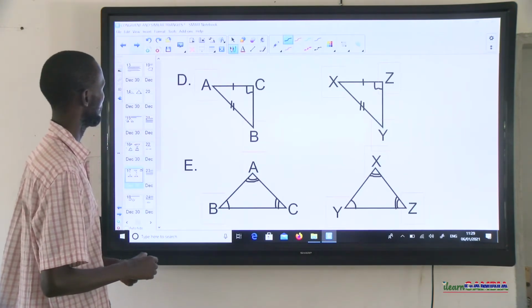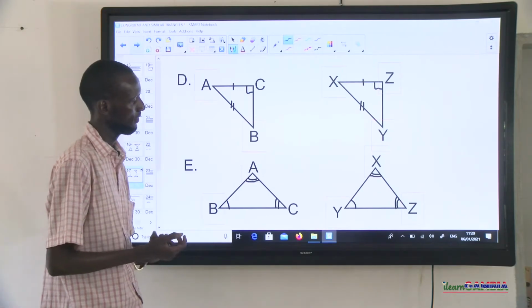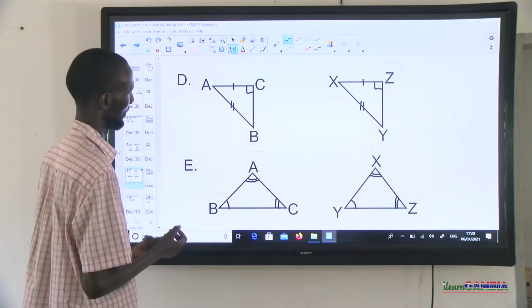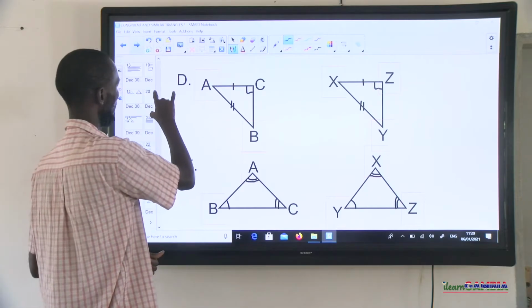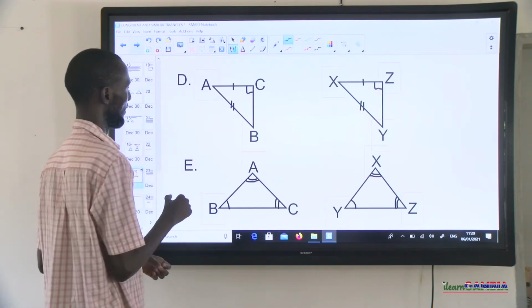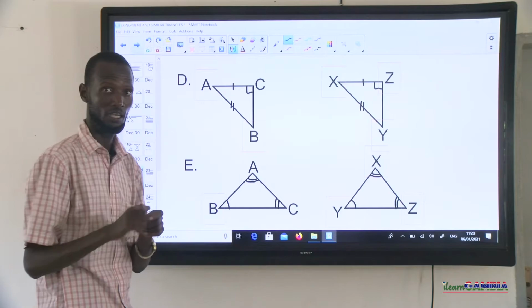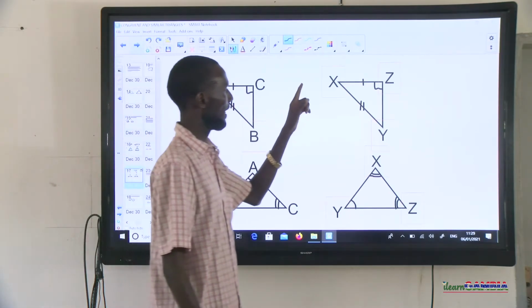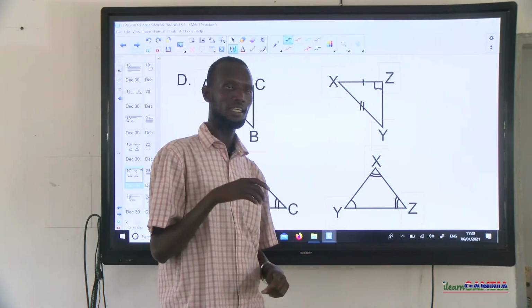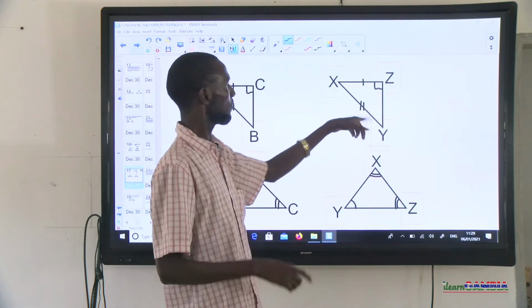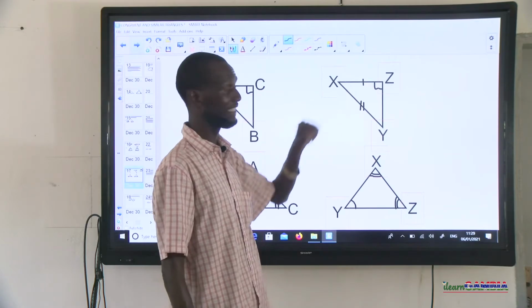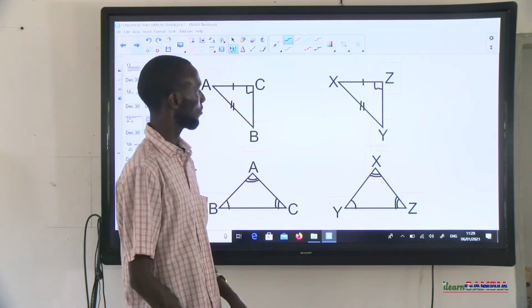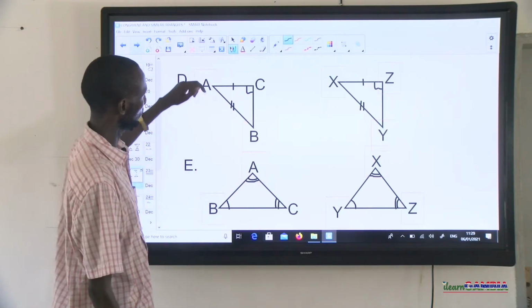Then you have D. Let's look at D also very carefully. You have triangle ACB, which is a right angle triangle, and it's right angled at C. Then you have triangle XYZ, also a right angle, XZY rather, also right angle at Z. So let's first look at their hypotenuses.